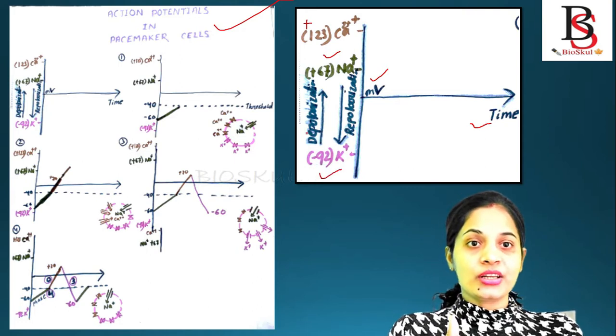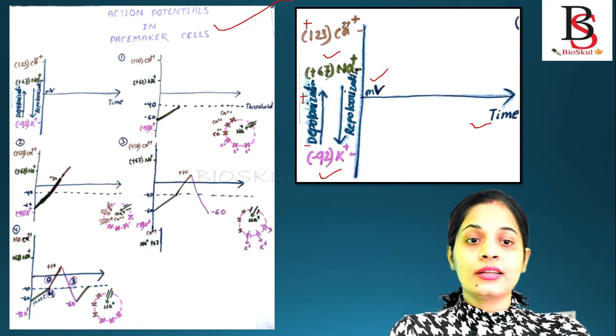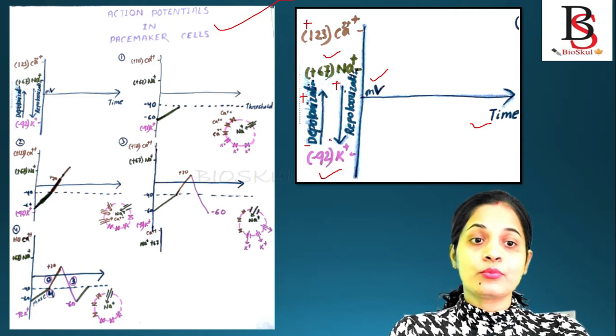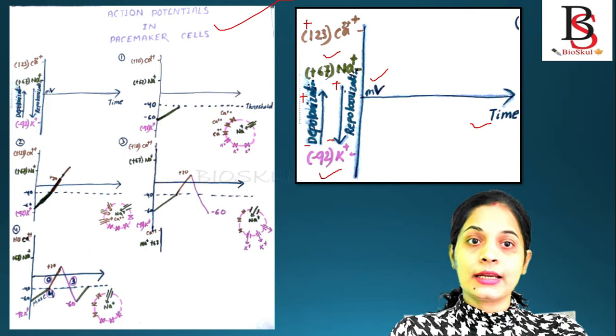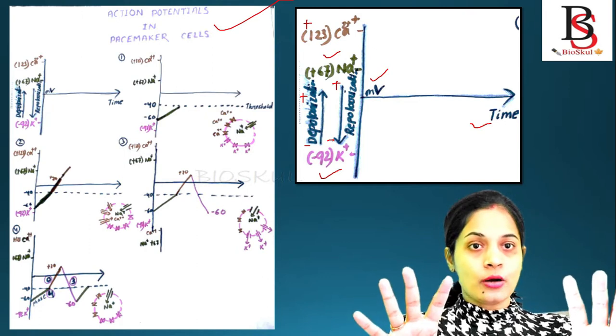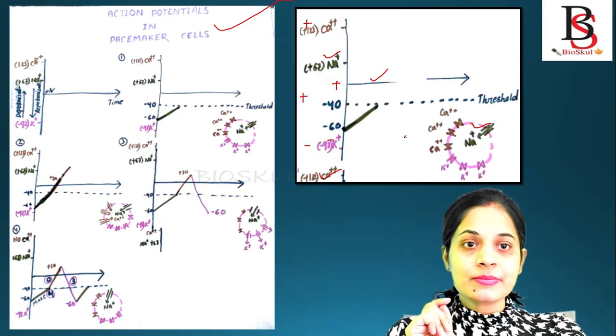If the membrane potential moves from negative to positive, then we call that depolarization. Likewise, if the membrane potential moves from positive to negative, then it is called repolarization. So these are the basic terms. Let's see what actually happens in an individual pacemaker cell.